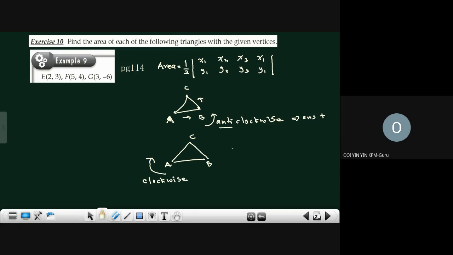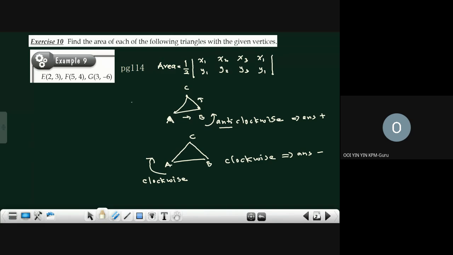Okay, if you use the clockwise direction, the answer that comes out will be negative. Okay, different. If you have a diagram, then never mind, it's easy for you to know which one is anti-clockwise and which one is clockwise. But if the question is like this, E, F, G, and you don't have the visual of your E, F, G, where is it? Then if you need to plot it, it is going to waste time.